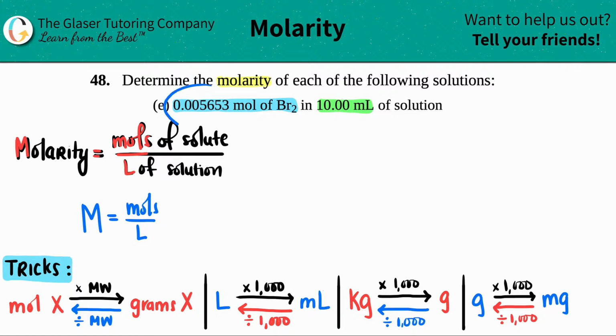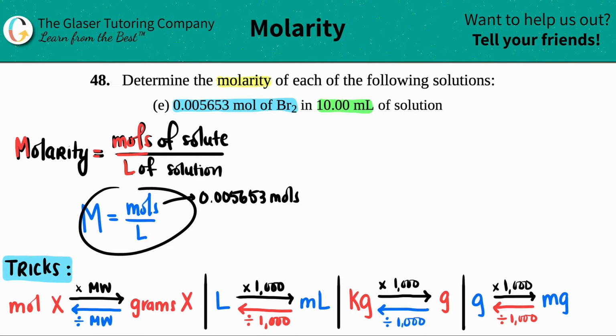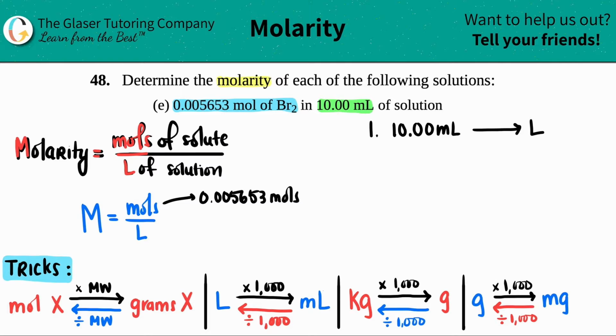Now let's see. Did they tell us any of these units? They told us a mole value, right? So I know that the top number, I have 0.005653 moles. So we already know the numerator. But do we know a liter? No. They gave us a milliliter. So before I do this formula, the first thing I have to do is convert 10 milliliters into liters. Now, how do we do that?